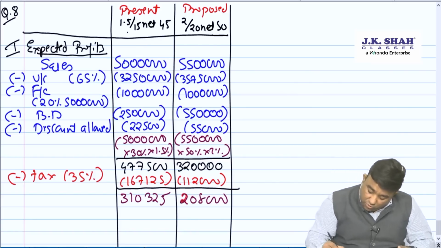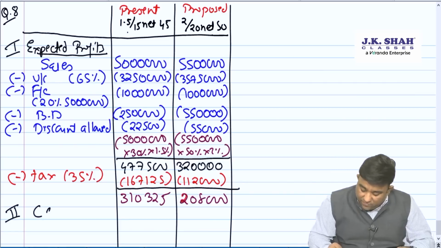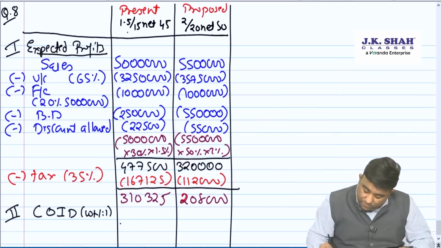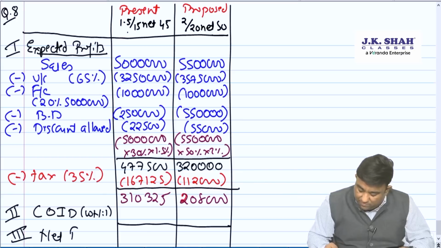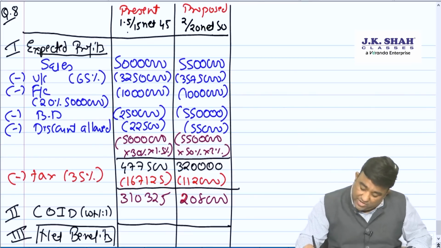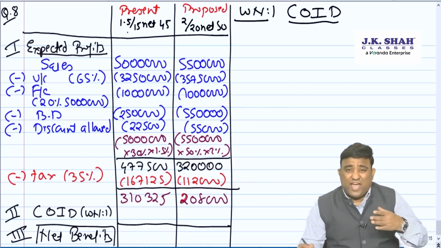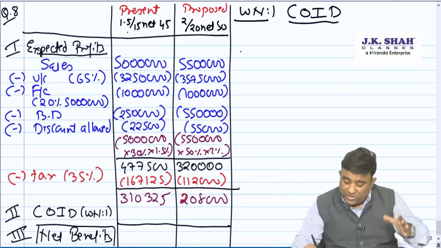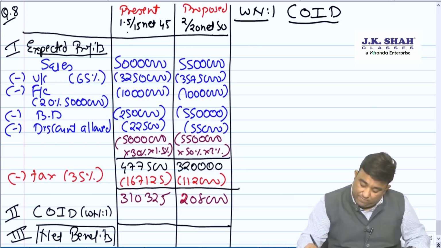Student, this will reduce to the extent of financing cost, which is cost of investment in debtors, which is always your working note 1, and thereafter you can derive your final answer as net benefits. Clear, everyone? Now, can I start with working note 1, which is cost of investment in debtors, or you can say carrying cost of debtors. Language does not make a difference. Answer is going to be same.